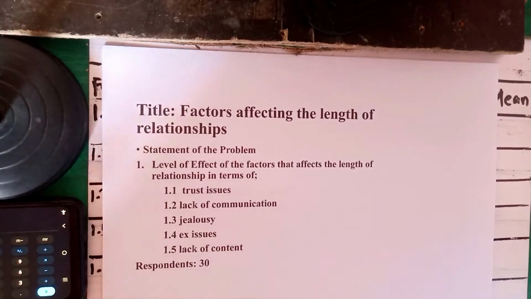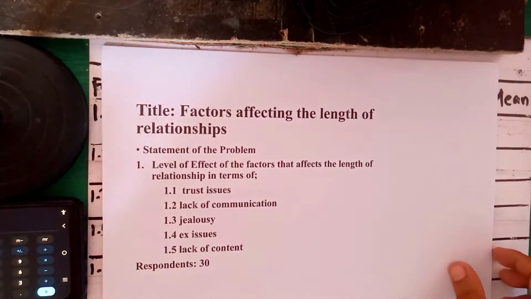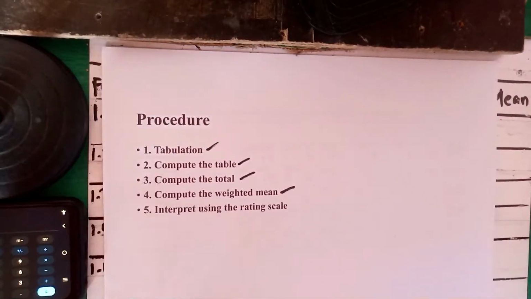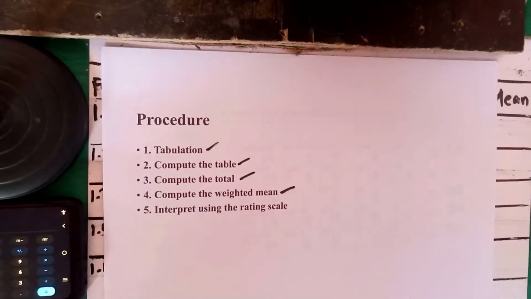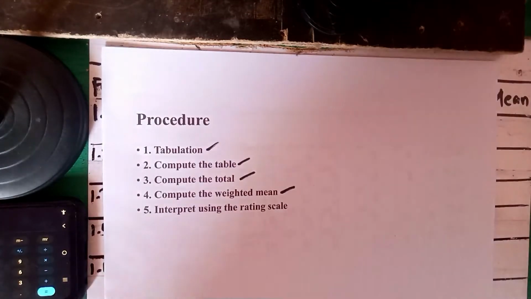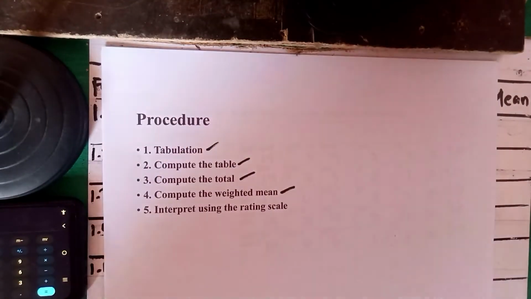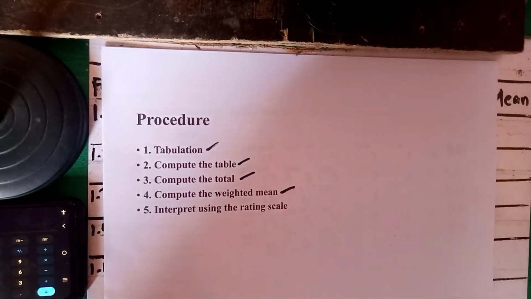So, what are the steps or the procedure in solving the weighted mean? So, these are the procedure. We have 5 procedures in solving the weighted mean. Number 1, we have the tabulation of the data. Number 2, compute the table. Number 3, compute the total. And number 4, compute the weighted mean. And then number 5, interpret using the rating scale.